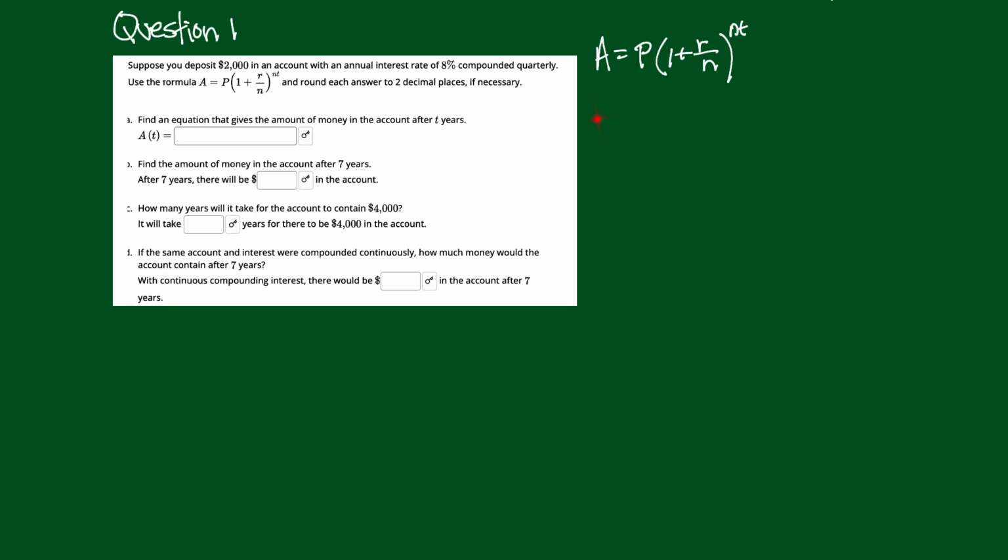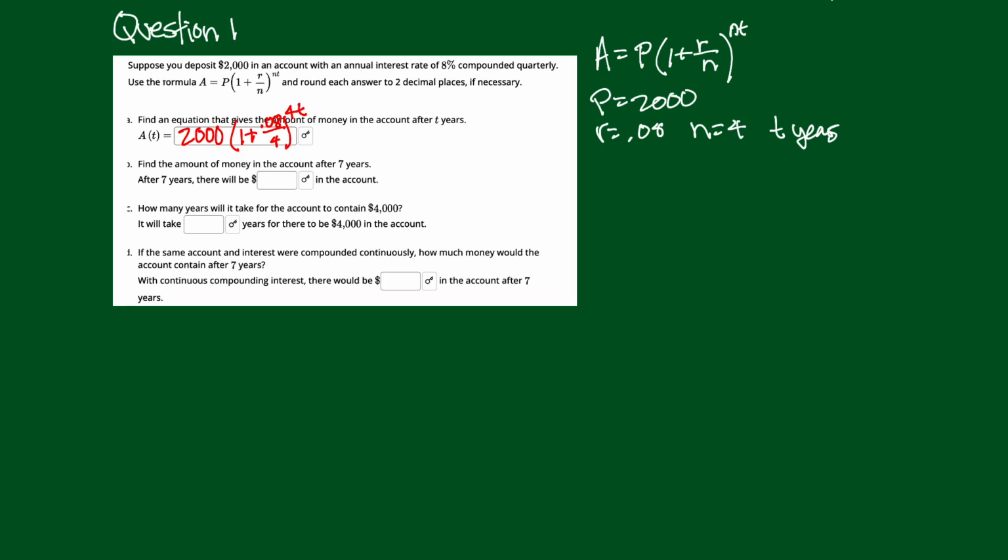So what we have is this. P, that's the principal, the amount we're investing, is $2,000. The interest rate is 8%, so 0.08. And N, the number of compoundings per year, is 4. And we just want T years. So here's our formula. Just substitute those values in. So we will get A of T is equal to 2,000 times (1 plus 0.08 over 4) to the 4T.